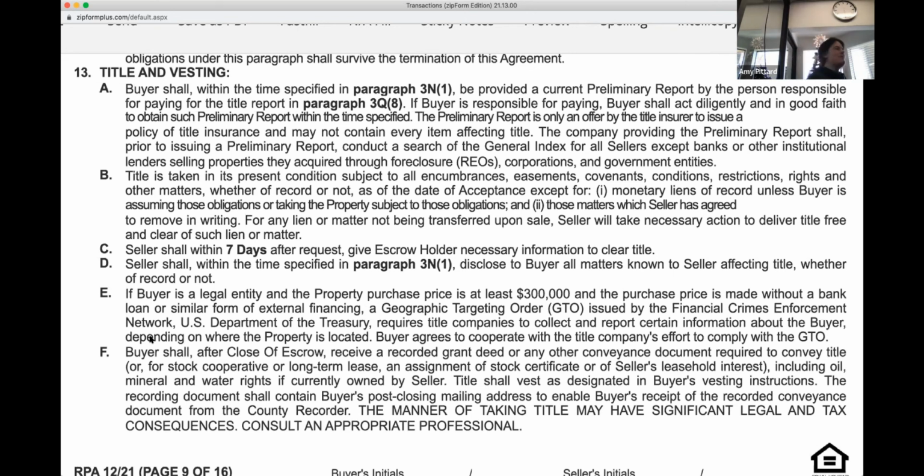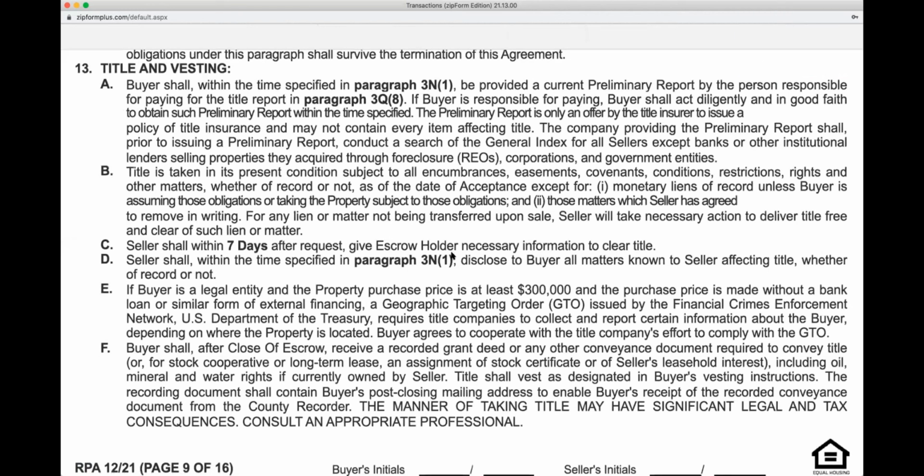Consult an appropriate professional. We are not the appropriate professional to advise somebody on how to take title to the property. So never advise your buyers how they should take title to the property. You can have them connect up with title and escrow, who also won't tell them how, but they can actually explain the different ways to hold title. And they actually have a little cheat sheet paper that they can give you that walks them through the different manners in which you can hold title and kind of explains them as well.